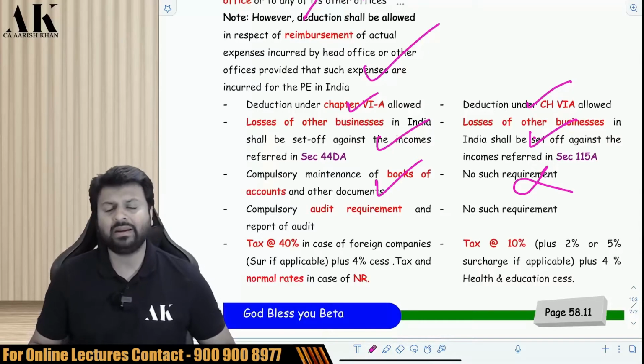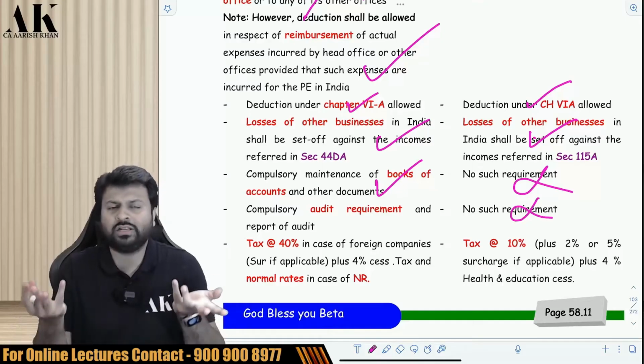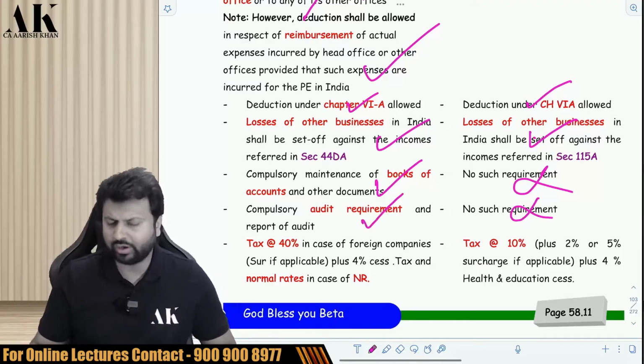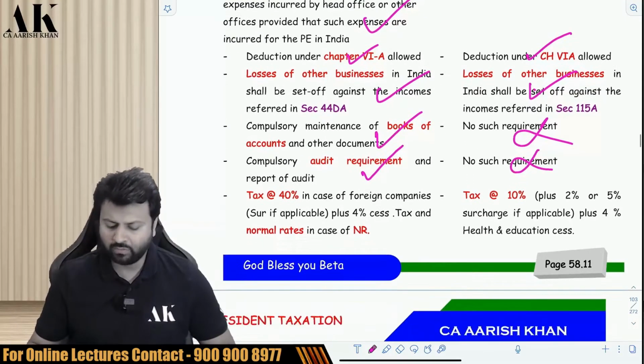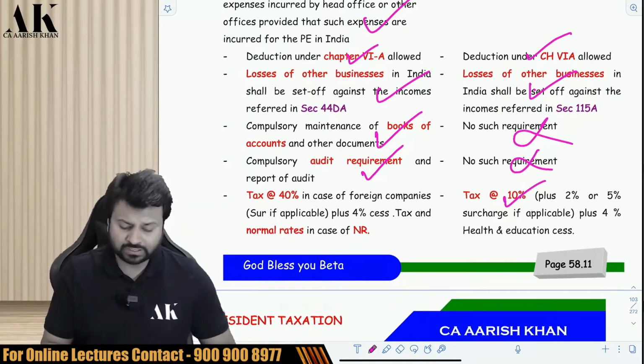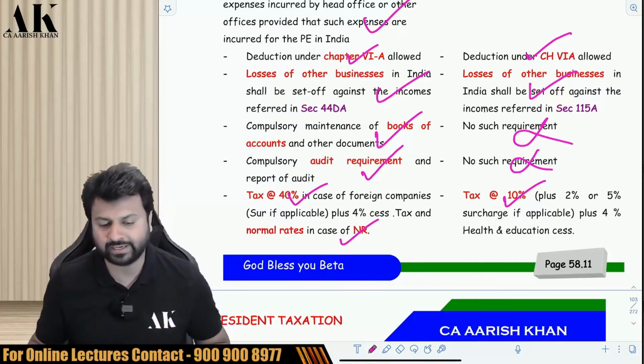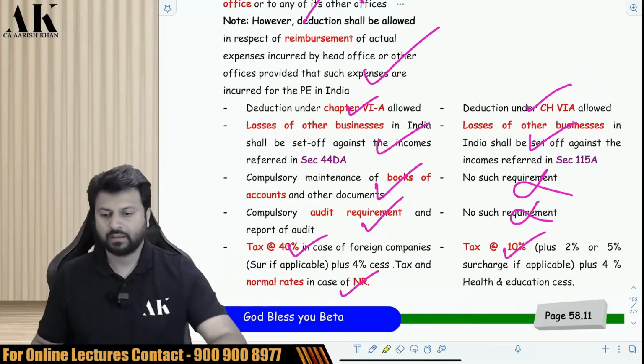Is there any requirement to do audit? Here there is no need to do any audit because there are no books, so what would you audit? Here you have to conduct audit and the tax audit report has to be filed. What is the tax rate? Here it is 10% subject to surcharge and cess. Here it is 40% for a foreign company, and for other non-residents it is the normal tax rate. Check it once. Okay. Now let's go ahead.